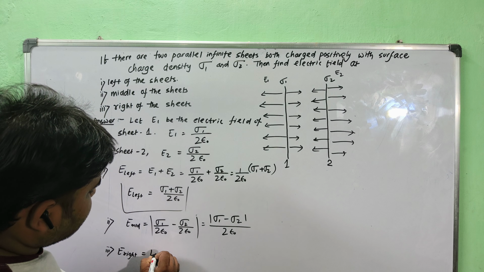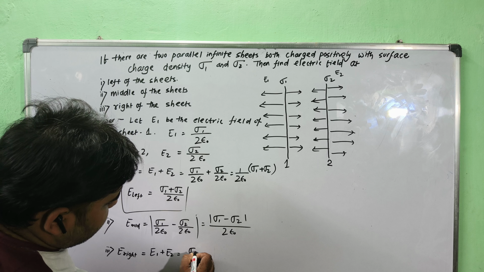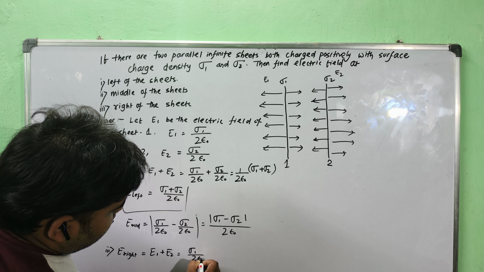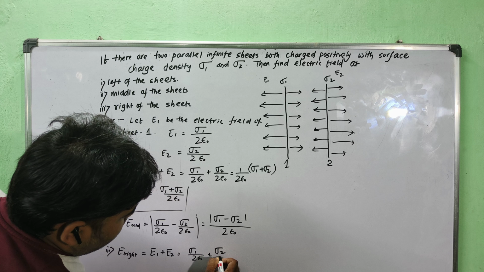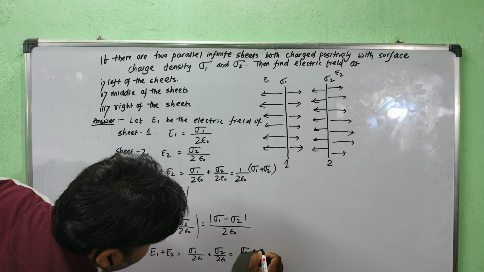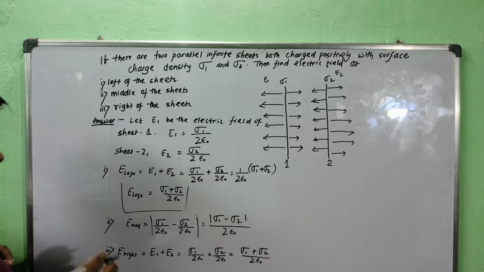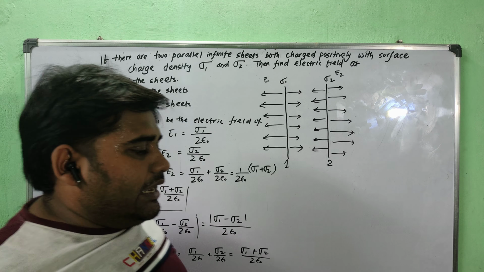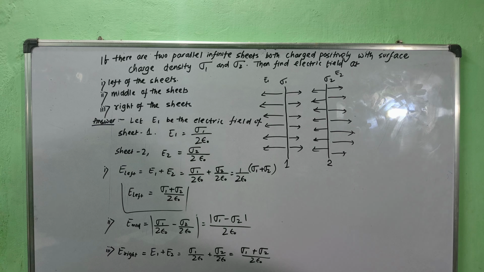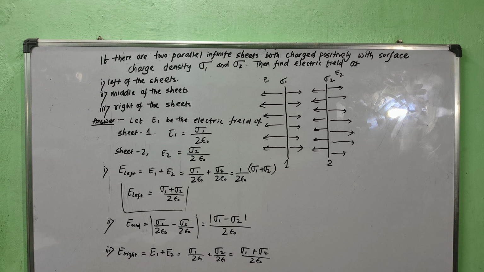So you can see E1 plus E2 is sigma 1 by 2 epsilon naught plus sigma 2 by 2 epsilon naught. So sigma 1 plus sigma 2 by 2 epsilon naught. This is your required formula. I hope it is visible to you at this point. Yes, it is visible. So sigma 1 plus sigma 2.